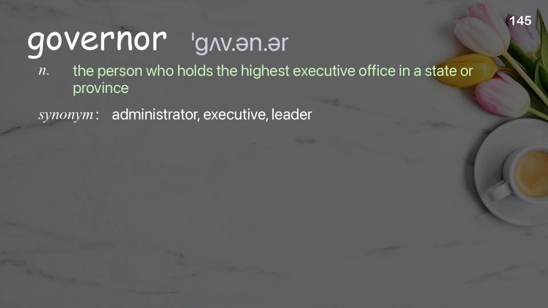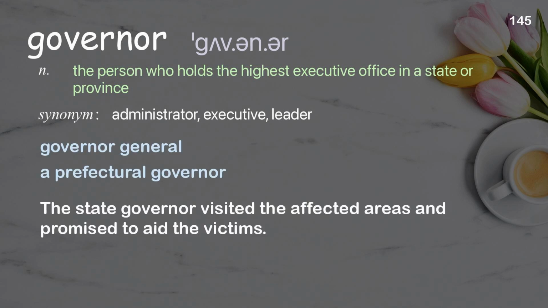Governor. The person who holds the highest executive office in a state or province. Examples: Governor General. A prefectural governor. The state governor visited the affected areas and promised to aid the victims.